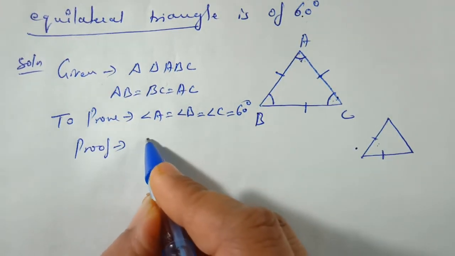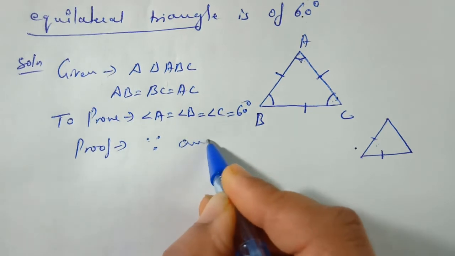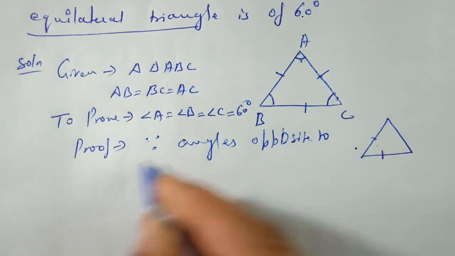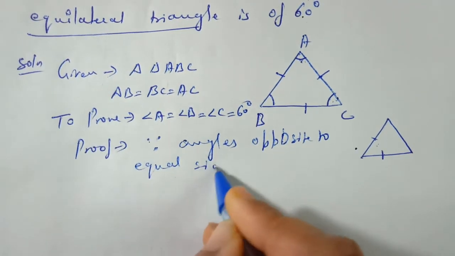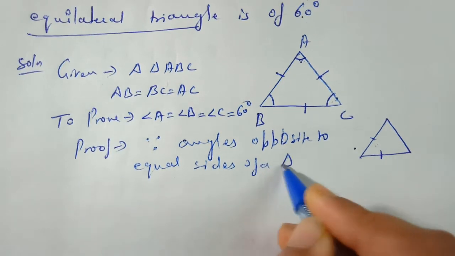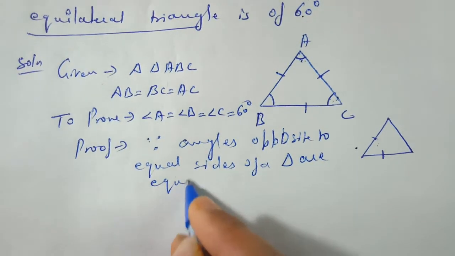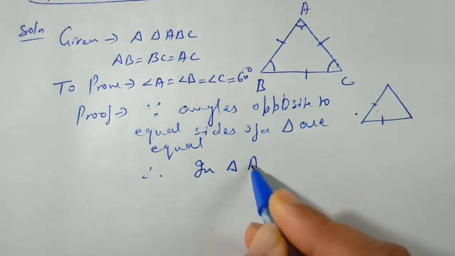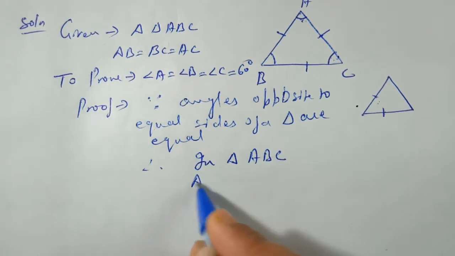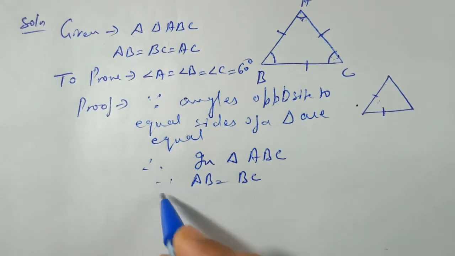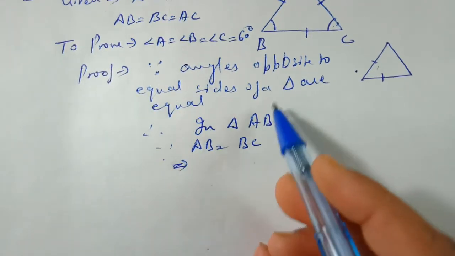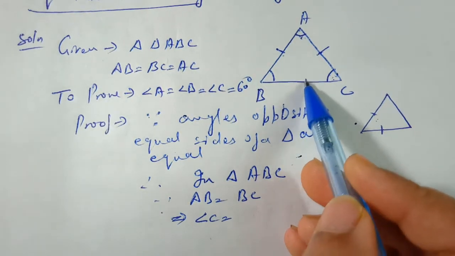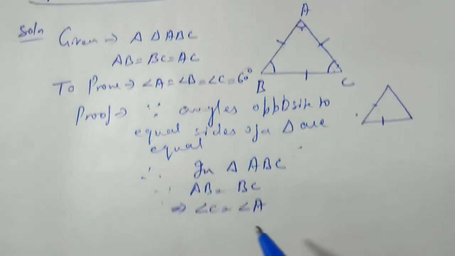So let us write the statement. Since angles opposite to equal sides of a triangle are equal, therefore in triangle ABC, AB is equal to BC. Since AB is equal to BC, this implies that the angle opposite to AB is angle C, angle C equal to the angle opposite to BC, which is angle A.